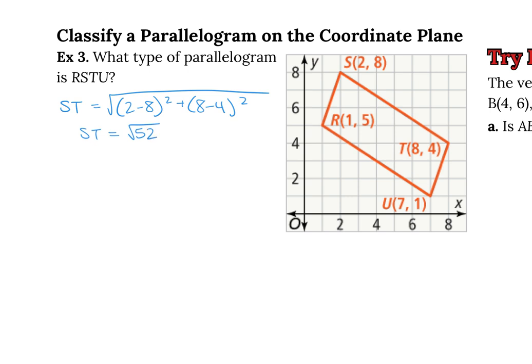Next, I want to check RS. And again, if I wanted to check other sides on here, I could. Those are just the two that I'm using. So RS is going to give me the square root of 10. Those are not equal to each other, so my side lengths are not all equal. So all four sides are not all equal, so I know that it cannot be a rhombus or a square.